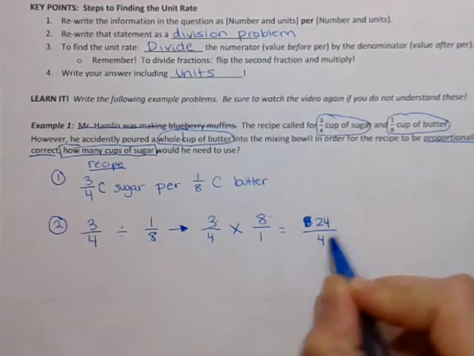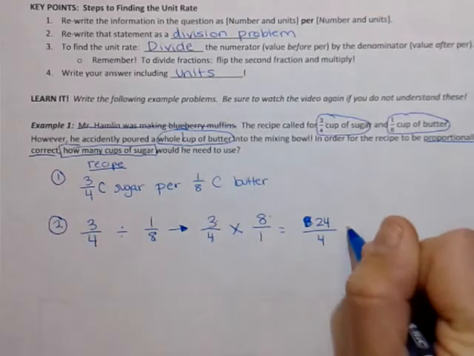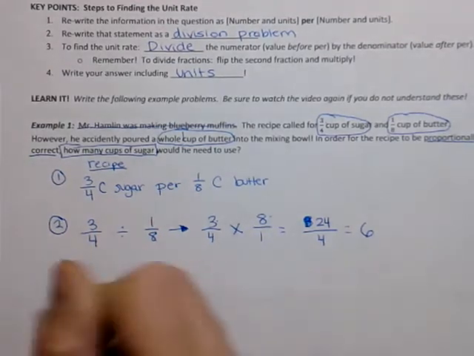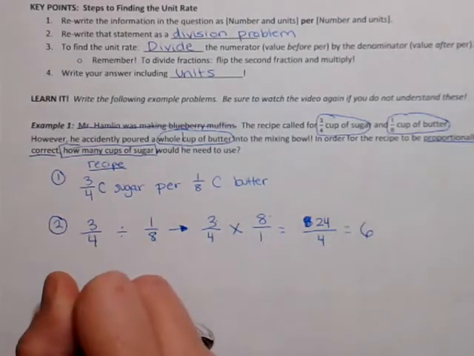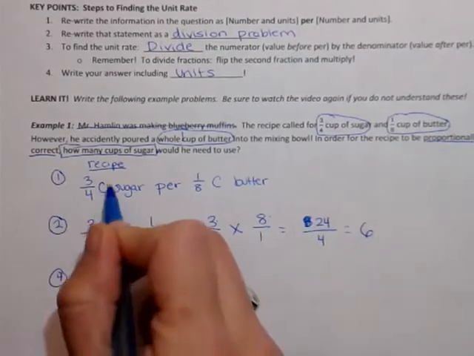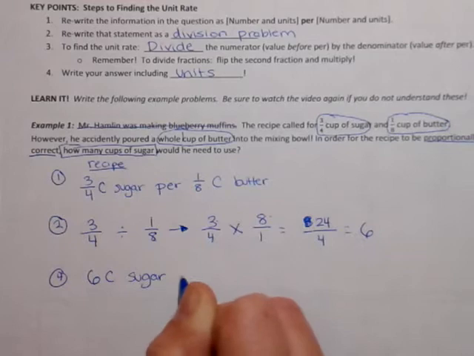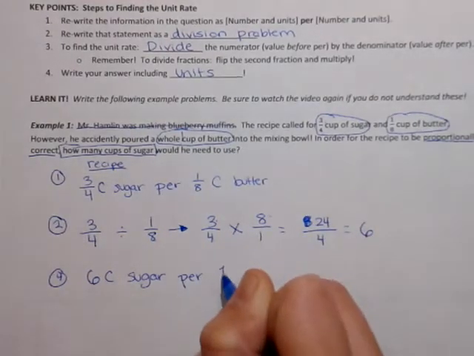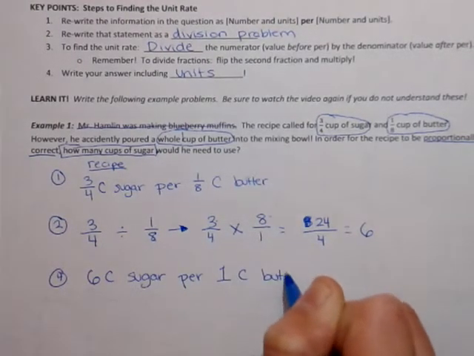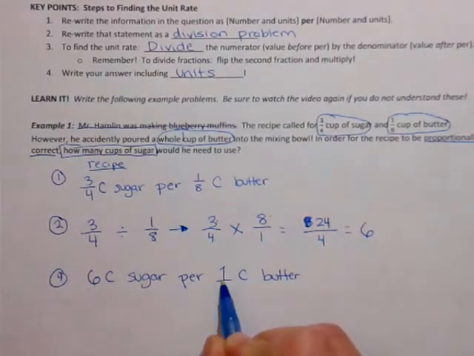Now I'm ready to simplify. 24 divided by 4 gives me 6. Now I write my answer, so I did my division. I'm on step 4. I write my answer using units. So I write the 6 cups of sugar per, and I know that I'm going to have now 1 cup of butter because I found my unit rate. The second value is always 1.